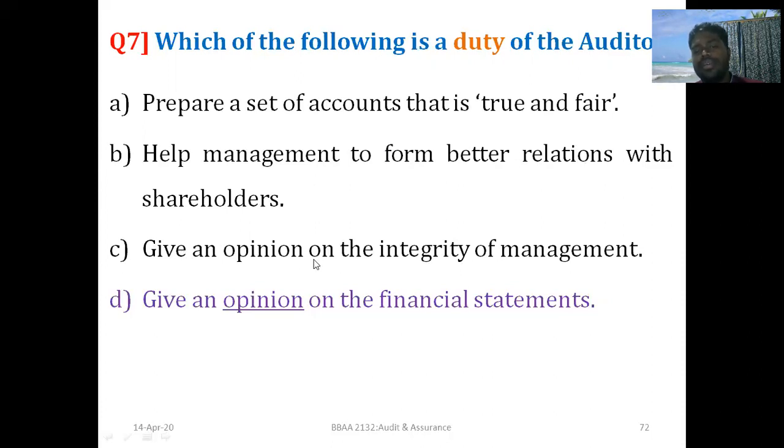Third one, give an opinion on the integrity of management. Giving an opinion is okay, but the auditor's duty is giving an opinion on the financial statements, not the integrity of management. So this is a problem, rejected. What about the last one? Give an opinion on the financial statements. That's all. It's a very simple question, no? It's an opinion, true and fair, about the financial statement information. That's all. So this answer is D.